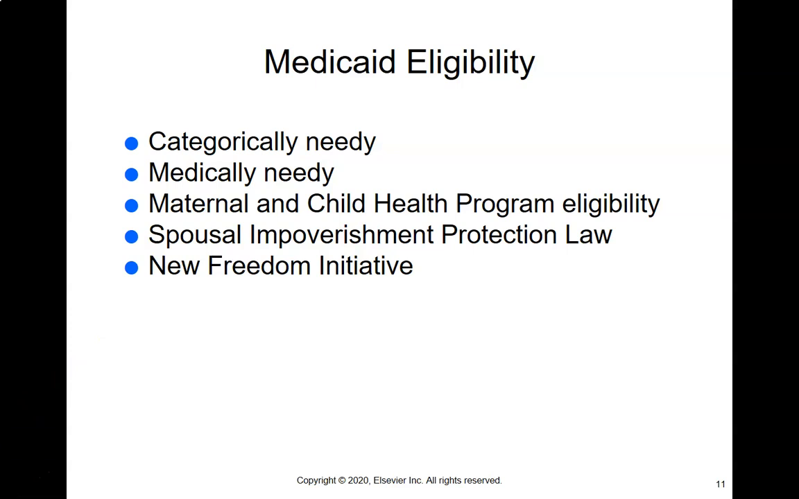The Spousal Impoverishment Protection Law was enacted in 1988, where Congress made provisions to prevent spousal impoverishment, which refers to leaving the spouse who is still living at home in the community with little or no income or resources.